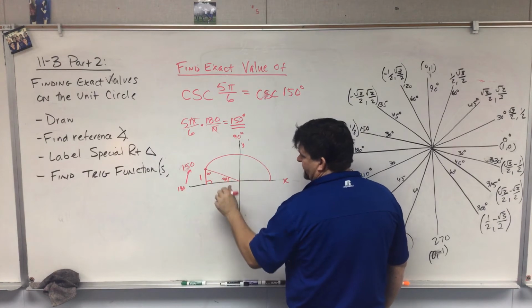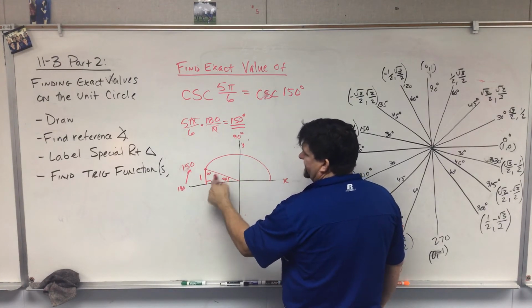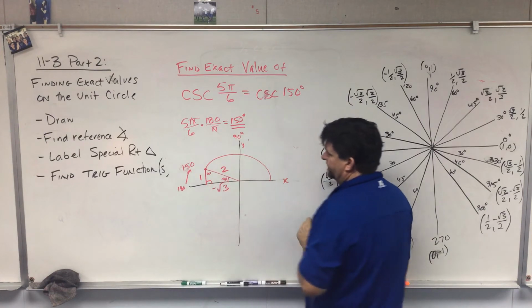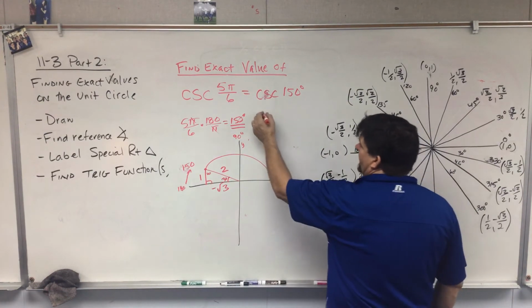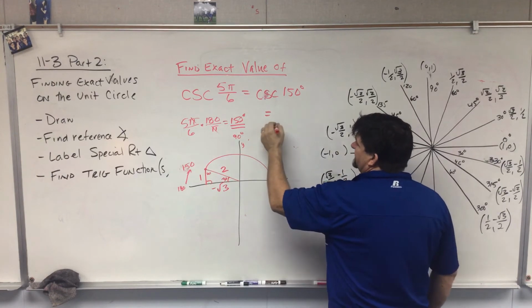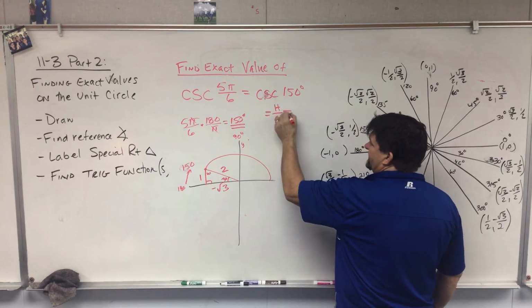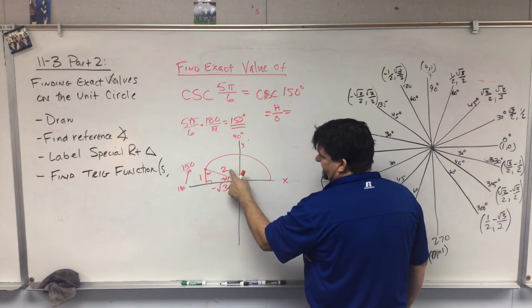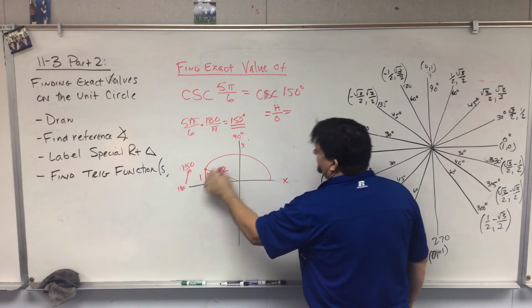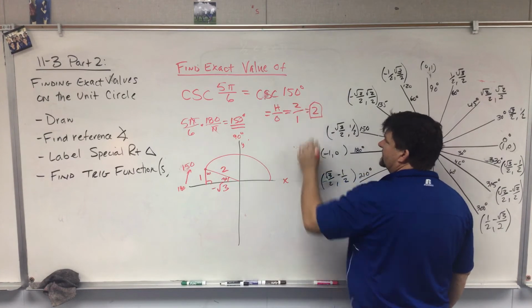Across from the 60 is root 3. I'm going left, so it's negative. Always across from the hypotenuse, it's 2. So I want the cosecant. Cosecant goes with sine, hypotenuse over opposite, which equals 2. There we go.